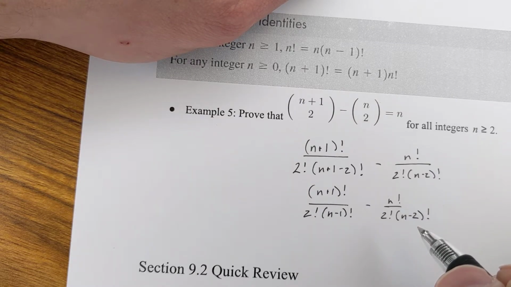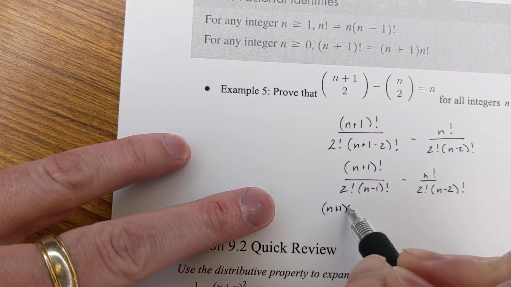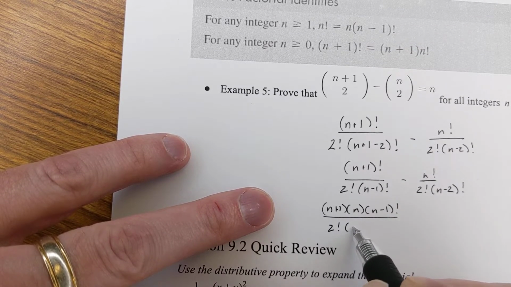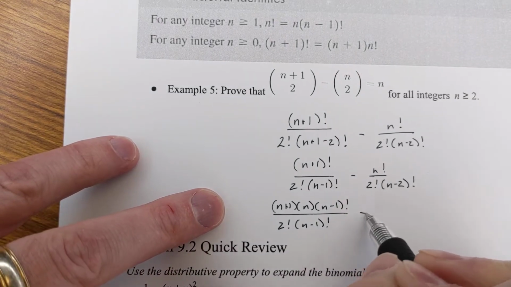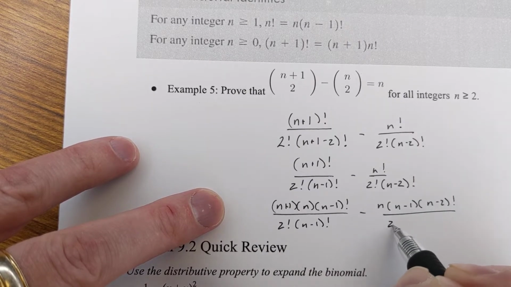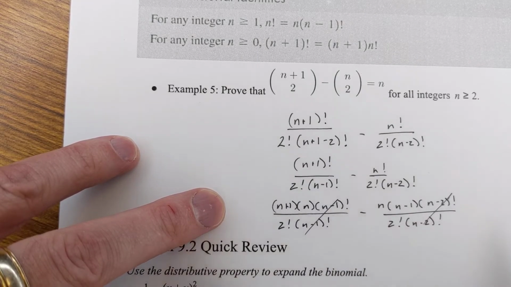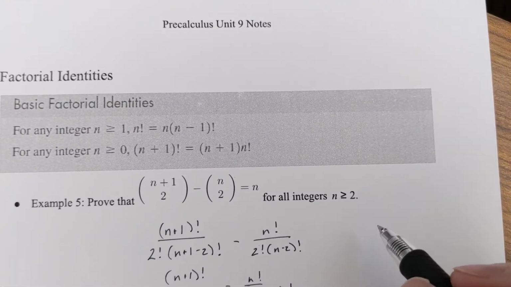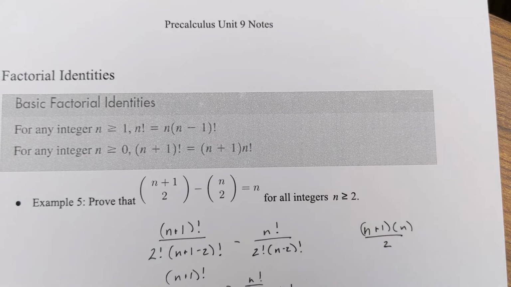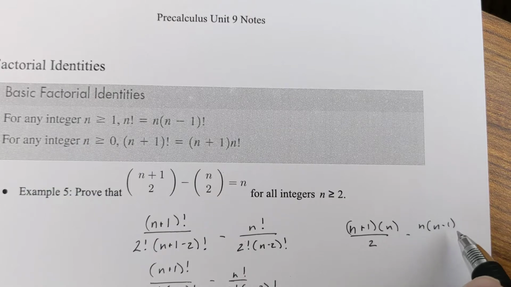So we need to expand so that we can cancel. So n plus 1 factorial is n plus 1 times n, and then times n minus 1 factorial. I want to stop there because that's what I've got on the bottom to cancel. Same thing over here, n minus 1, and then n minus 2 factorial over 2 factorial, n minus 2 factorial. So those cancel, those cancel. So I'm left with n plus 1 times n over 2, because that's what 2 factorial is, minus n times n minus 1 over 2.